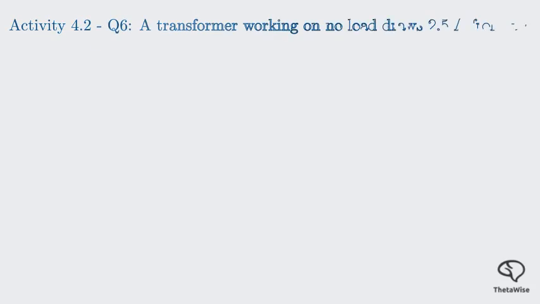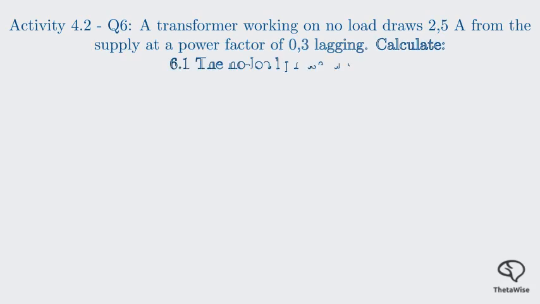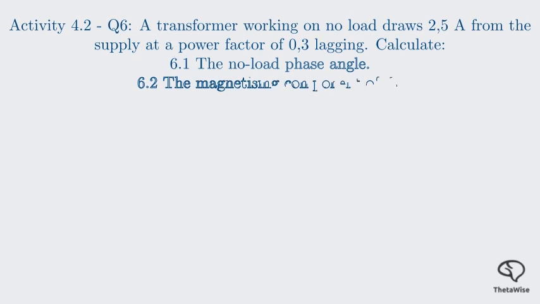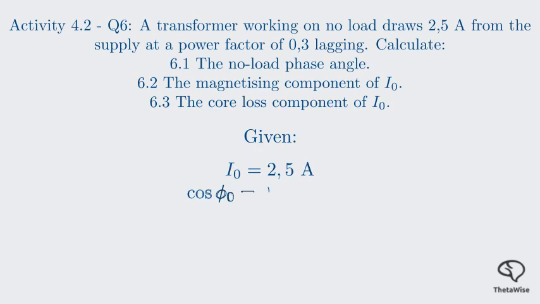Now, let's tackle a question from the activity section to deepen our understanding. We'll look at question 6. The question states, a transformer working on no load draws 2.5 amperes from the supply at a power factor of 0.3 lagging. We need to calculate the no-load phase angle, the magnetizing component, and the core loss component. First, let's identify our given values. No-load current I sub 0 is 2.5 amperes, and the power factor cosine phi sub 0 is 0.3 lagging.